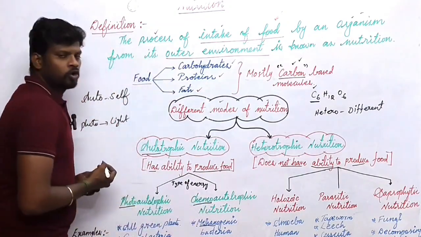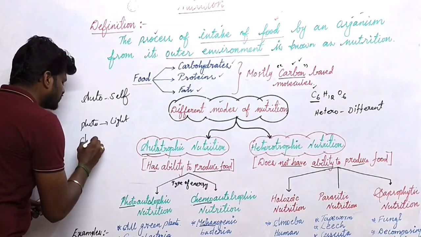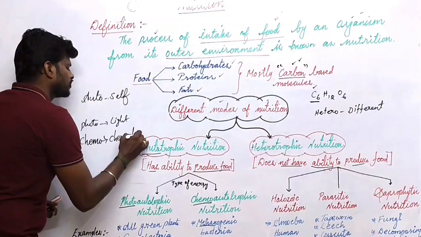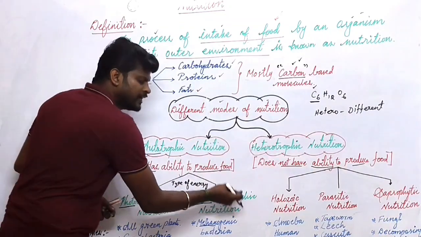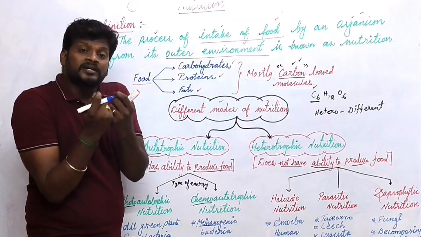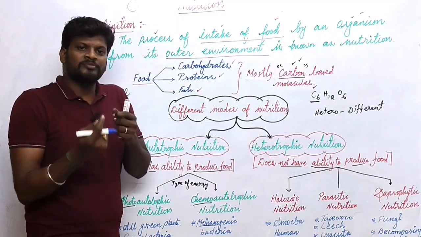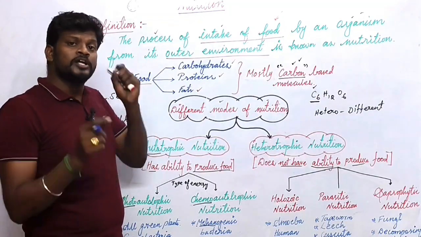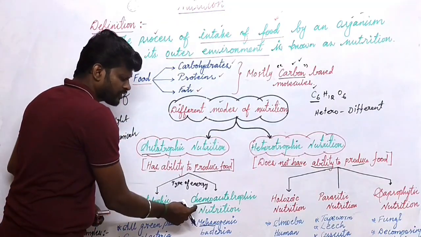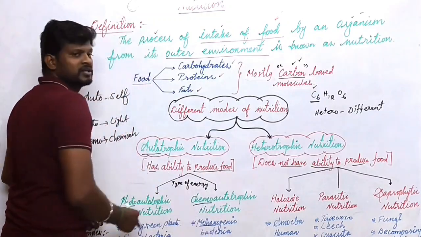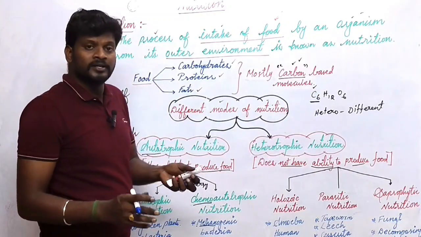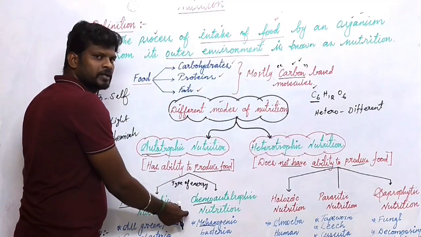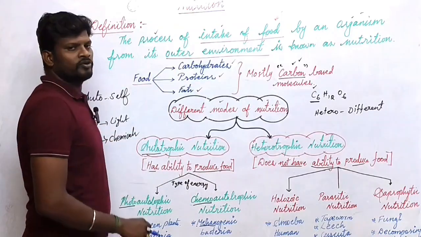Second one, chemoautotrophic nutrition. The word chemo means chemicals. So here, certain organisms will utilize chemicals as a source of energy. They will use some inorganic chemicals as a source of energy to prepare their own food. Such kind of nutrition is chemoautotrophic nutrition. So they do not require light energy or any other source of energy. They require only certain inorganic molecules or chemicals to prepare their own food.